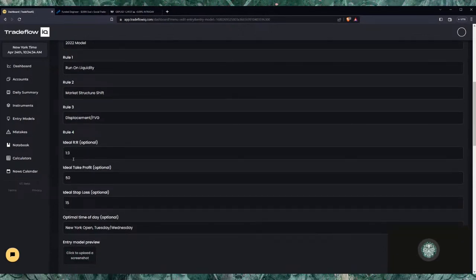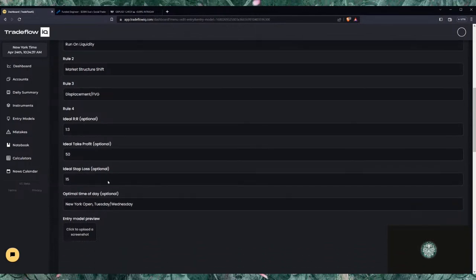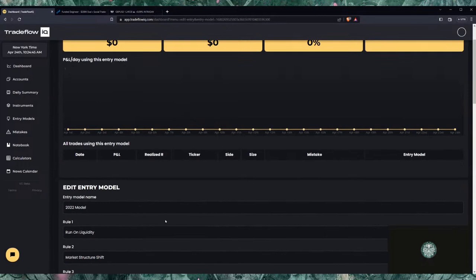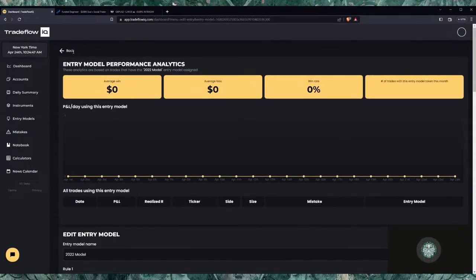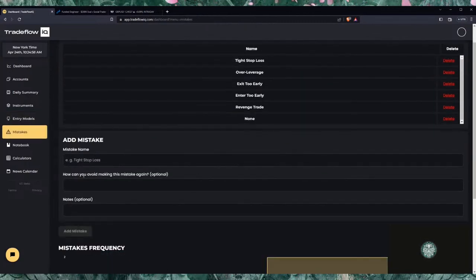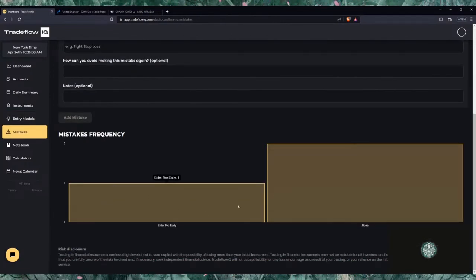Ideal RR, these are optional. Ideal take profit, optional. Ideal stop loss, optional. Optimal time of day. And then you can upload a screenshot to actually show what it looks like. And once you're trading these specific setups, it will give you your statistics for each model, which I really like. Mistakes, again, you can type in your notes in here. Mistake frequency: exit, enter too early, none, etc.